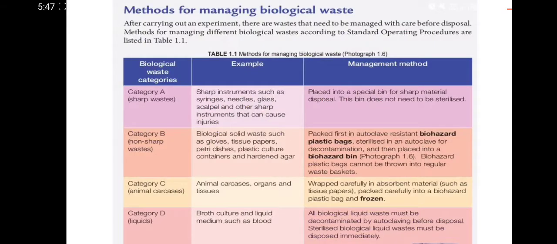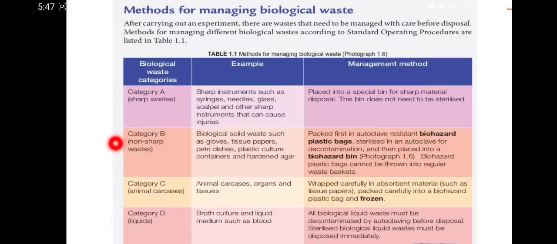Okay, methods for managing biological waste. So we have 1, 2, 3, 4 categories, A, B, C, and D here. Category A is sharp waste. This one, sharp instruments such as syringe, needle, semua yang tajam-tajam. So this one does not need to be sterilized. Tidak perlu sterilize, but we need to place it into a special bin. Ini khas untuk sharp material for disposal.